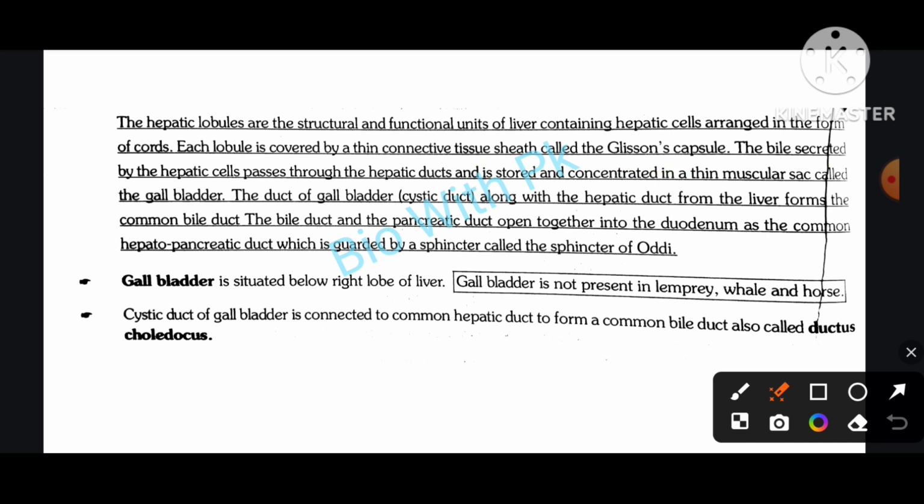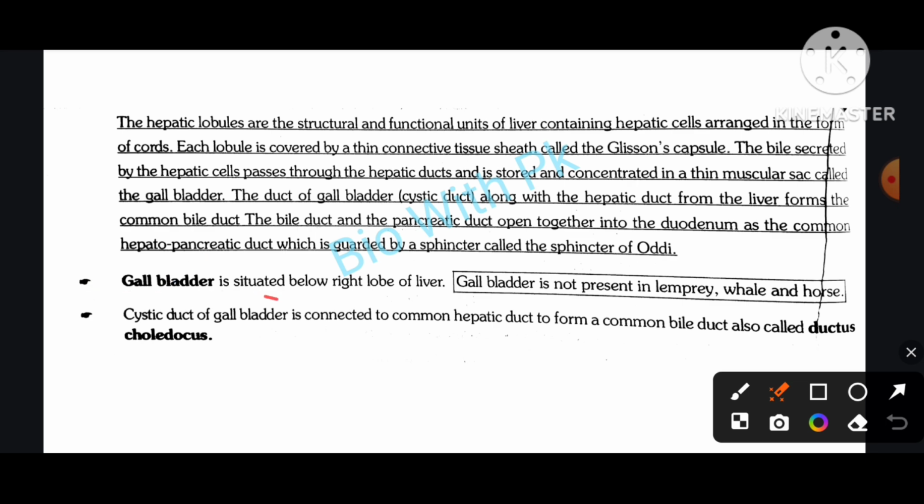The bile secreted by the hepatic cells passes through the hepatic ducts and is stored and concentrated in a thin muscular sac called the gallbladder. The duct of the gallbladder, the cystic duct, along with the hepatic duct from the liver forms the common bile duct. The bile duct and the pancreatic duct open together into the duodenum as the common hepatopancreatic duct, which is guarded by a sphincter called the sphincter of Oddi.